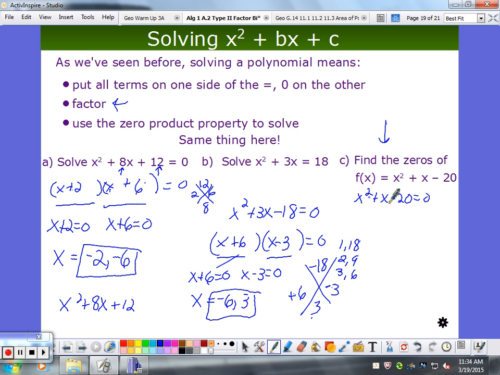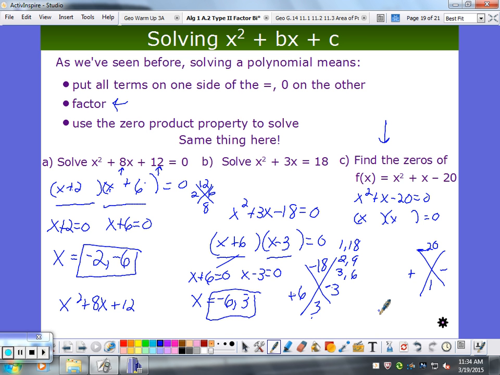Okay, is there a greatest common factor? I don't see it. It's not a difference of squares. This looks like a type 3. So x and x. Now I need two numbers. They're going to multiply to negative 20, and they're going to add to what? 1, right? There's an x there. How many x's? 1x. And this is negative. So one's a plus, one's a minus.